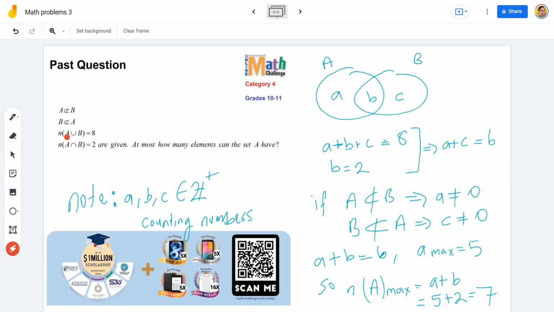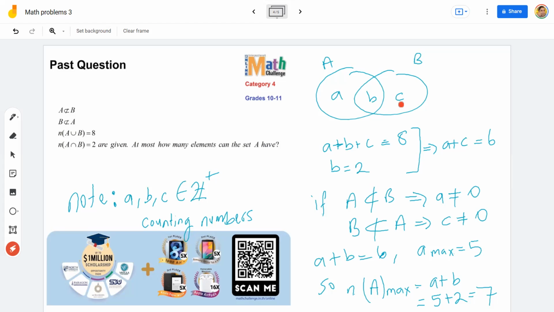And the total, A union B, means A and B all together, means A plus B plus C is 8. And intersection means the common part, the middle part, is 2. So B is 2. From these two equations, we can get that A plus C is 6. Okay, so we can keep this in mind. And also we know that A is not 0, C is not 0. The question is maximum A. So we want to make this maximum. It means we want to make this minimum. Since B is fixed, to make it minimum, we will choose the minimum C.